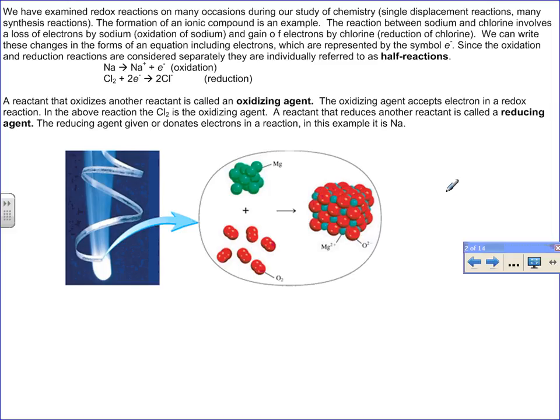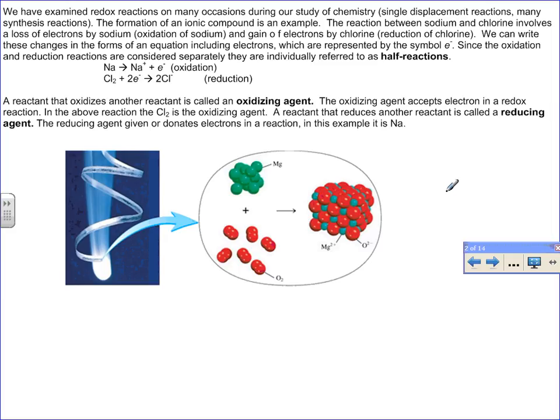Now we have studied oxidation reactions at several points during our study of chemistry. So for example, when we look at single displacement reactions or lots of synthesis reactions, like the formation of an ionic compound, these often involve a loss and gain of electrons or a transfer of electrons. Now, one of the things you're going to find when we study oxidation-reduction reactions is that we split the reactions into what are called the half reactions. So we look at the oxidation and the reduction reactions separately from one another.